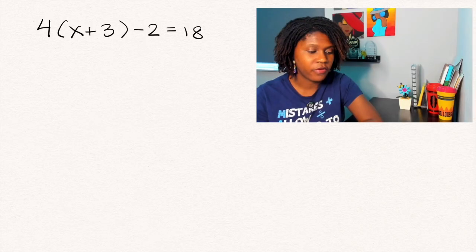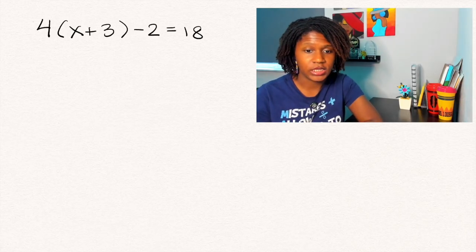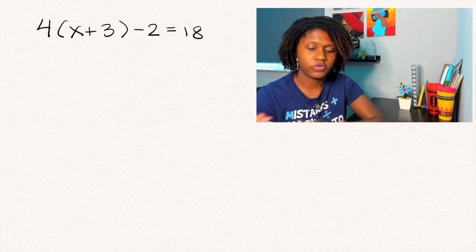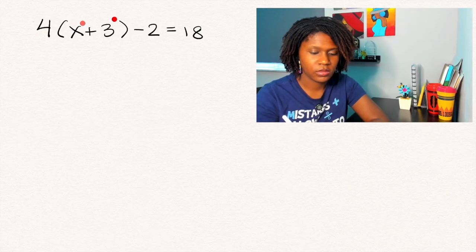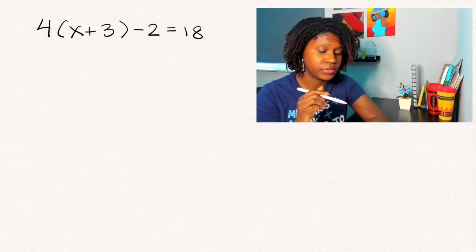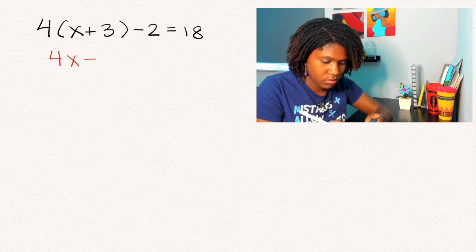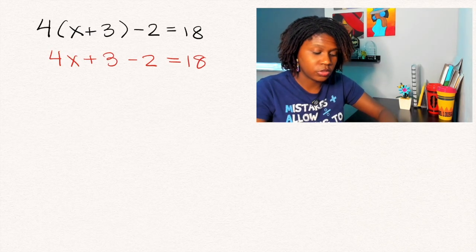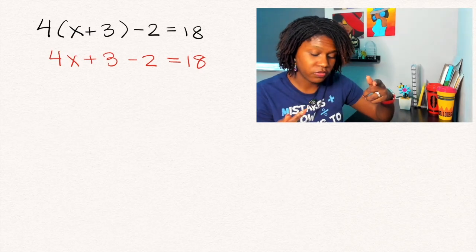Start with this problem. 4 times x plus 3 minus 2 equals 18. What do you think I should do first? Well, the first thing that we need to do is distribute this 4 to everything else in the parentheses. I'm going to start by showing you what not to do. Now, I told you to distribute the 4 to everything in the parentheses, but what I just did here, I just distributed the 4 to the x.